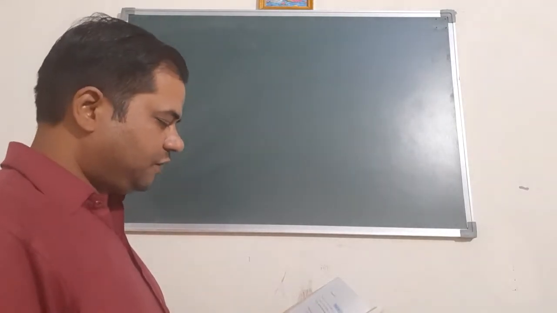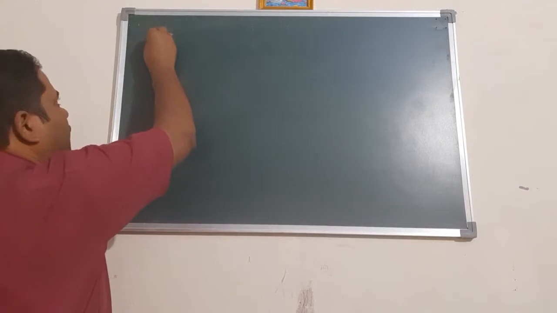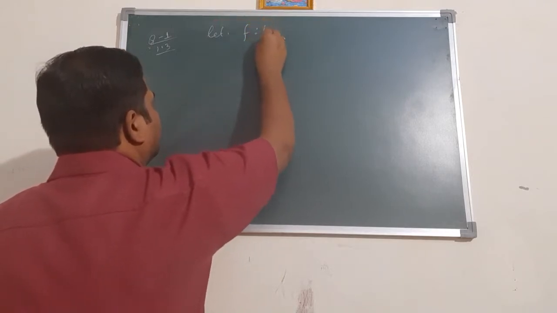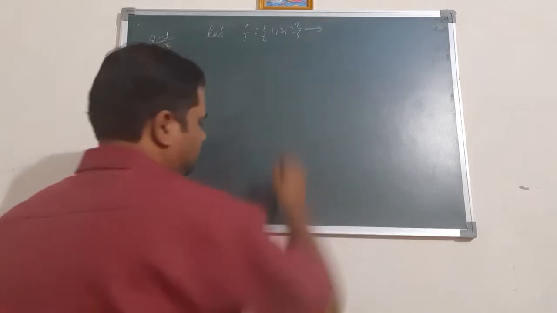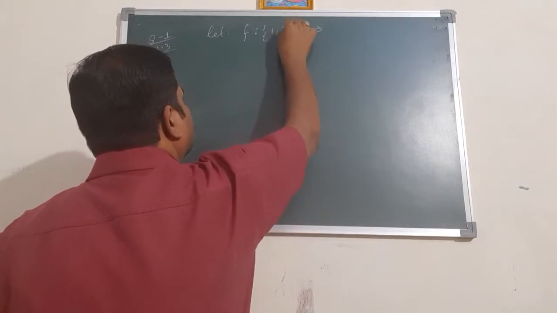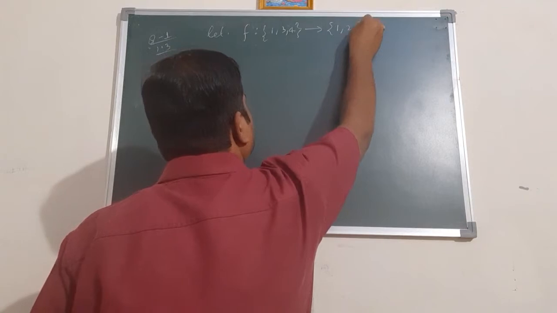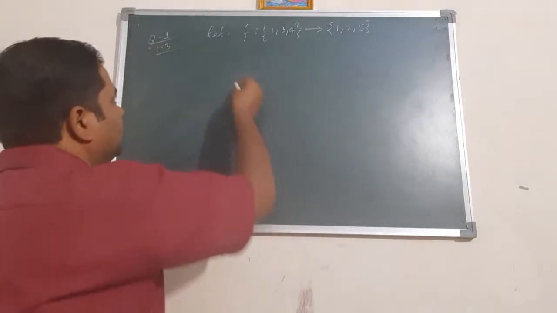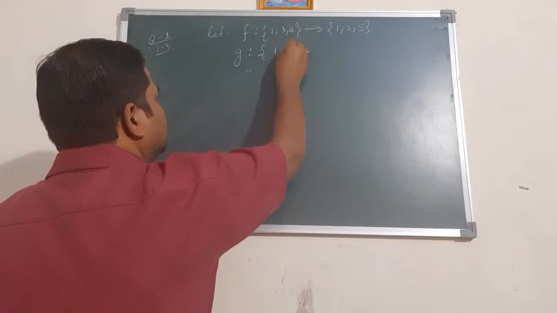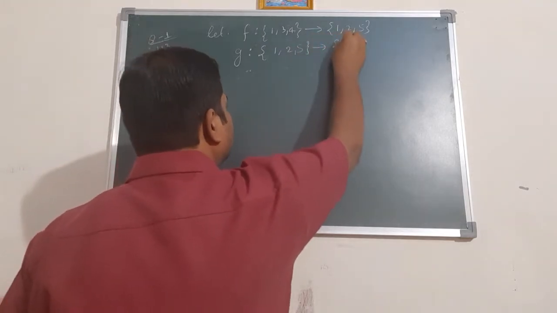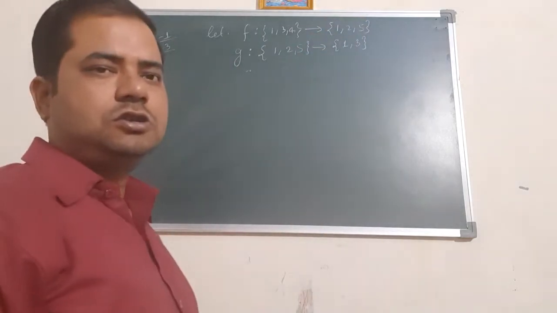Question number 1, exercise 1.3. Let f be the function from {1, 3, 4} to {1, 2, 5}, and g be the function from {1, 2, 5} to {1, 3}. These are the two functions.